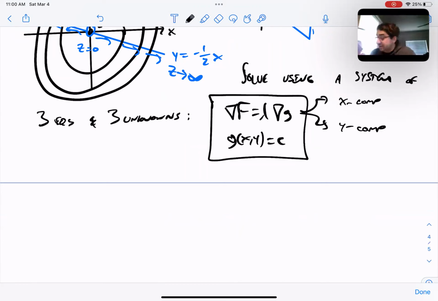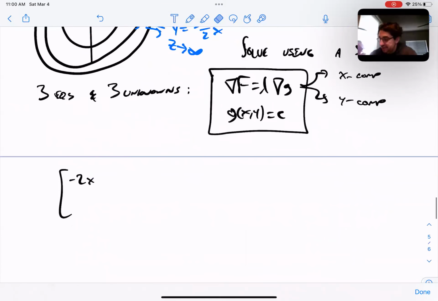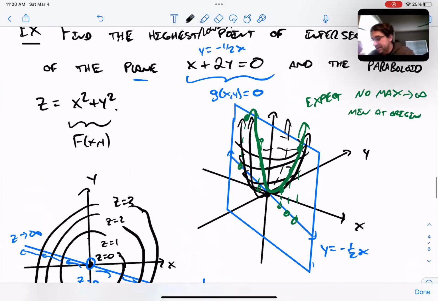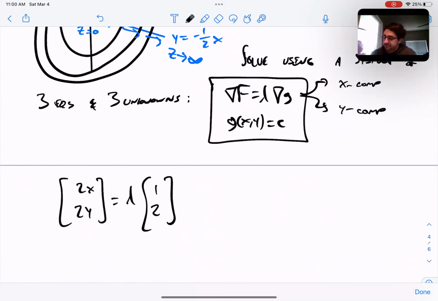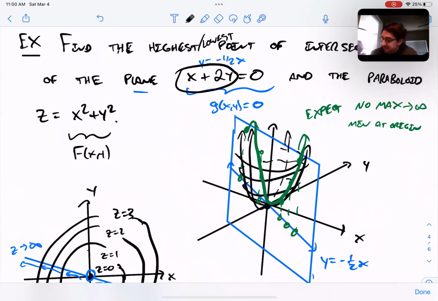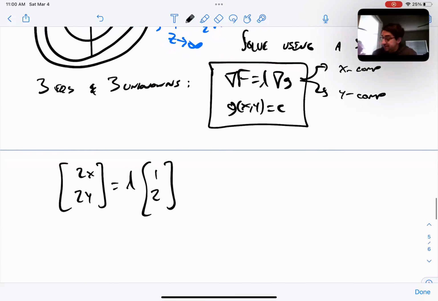Okay, so let's do this. What is gradient f in this case? Gradient f is just 2x and 2y. What is gradient g? Gradient g is going to be 1 and 2, because I'm just taking the partial derivatives of that formula right there. So partial x of g equals 1 and partial y of g equals 2. So that's where that 1 and 2 are coming from. Then I have my last equation, x plus 2y equals 0.